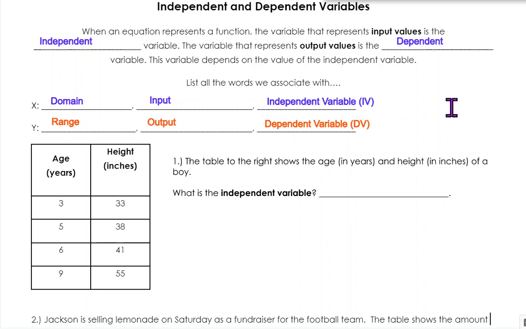All right, so I have a table here, and it says age, years, height, inches. The table to the right shows the age in years and height in inches of a boy. What is the independent variable? Okay, so what's the independent variable? The independent variable would be my age in years, because my height is dependent upon that, right? A 3-year-old is going to be shorter than a 9-year-old, right? So the height depends on how old that child is, right? So the independent variable would be age in years.